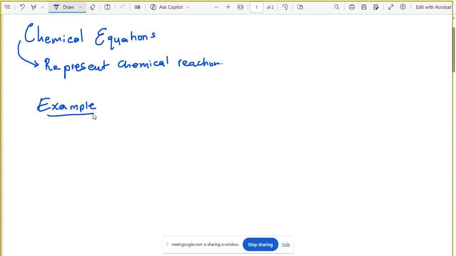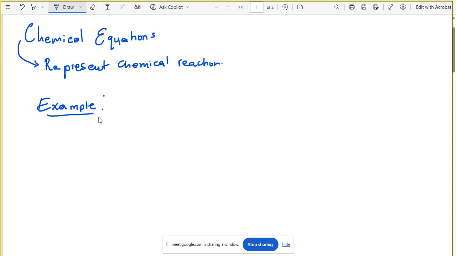Okay, so let me give you an example of a chemical reaction. What do we mean by a chemical reaction? A reaction is when sulfur reacts with oxygen to form sulfur dioxide. Are you listening? Yes. Okay.